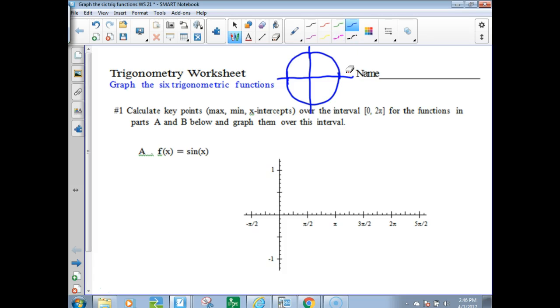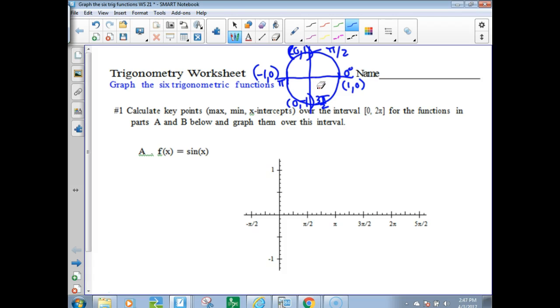Let's think about the quadrantals, please. If we were at 0 degrees, what's the point right there? 1, 0, okay, on the unit circle. Up here at pi over 2, that point would be 0, 1. Over here would be negative 1, 0, and that's pi. And then down here at 3 pi over 2, the location is 0, negative 1.